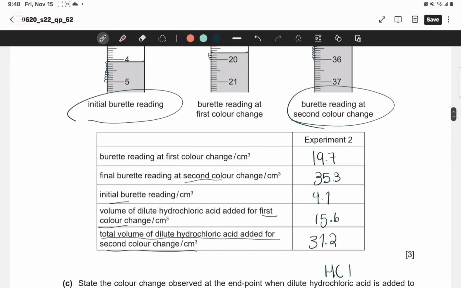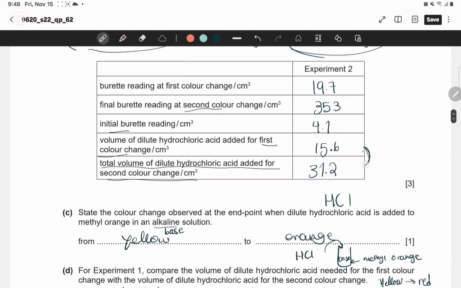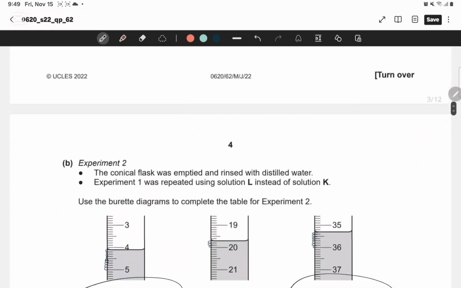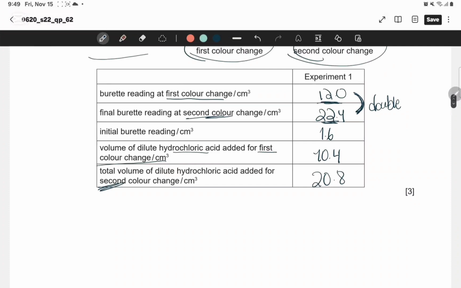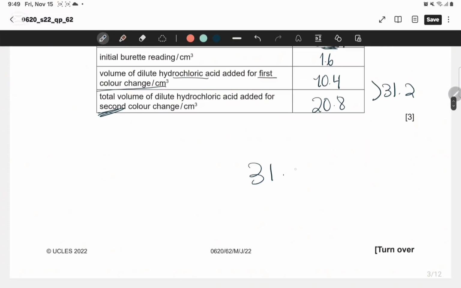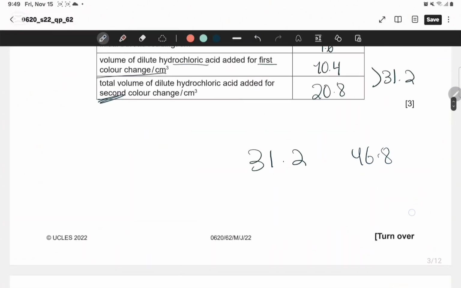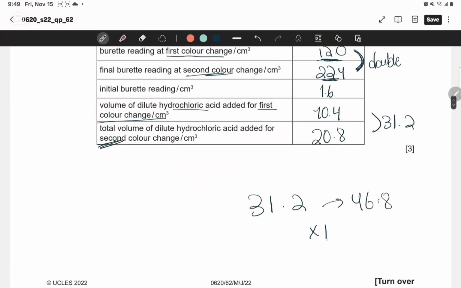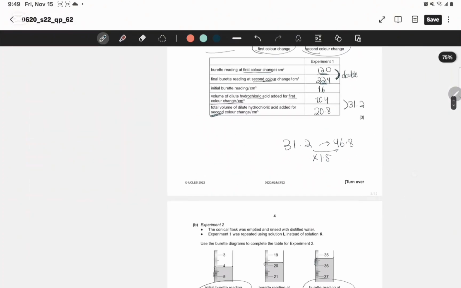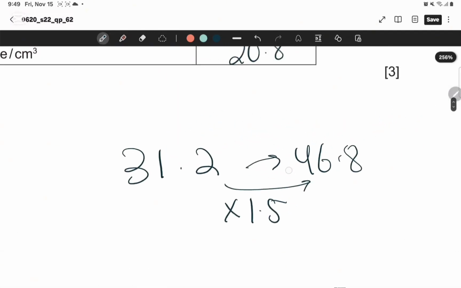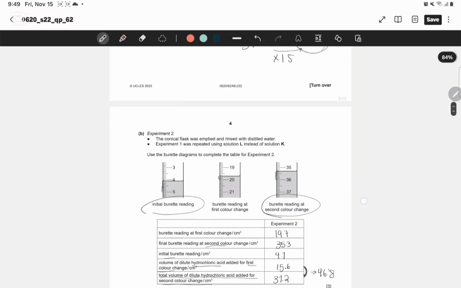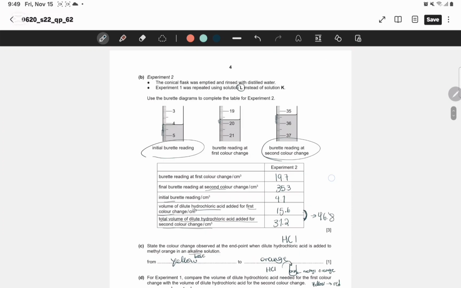So look at what we're gonna do. We're gonna add these 2 volumes of hydrochloric acid. We're gonna get for this 46.8, and for the first one we're gonna get 31.2. Now what's the relation between 31.2 and 46.8? If we multiply 31.2 by 1.5, we're gonna get that. So obviously, which one's more concentrated? The one with the higher volume of hydrochloric acid. So solution L is more concentrated than solution K.